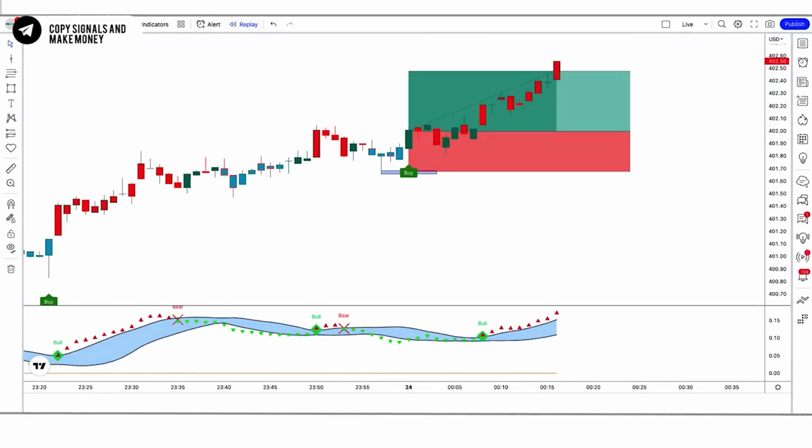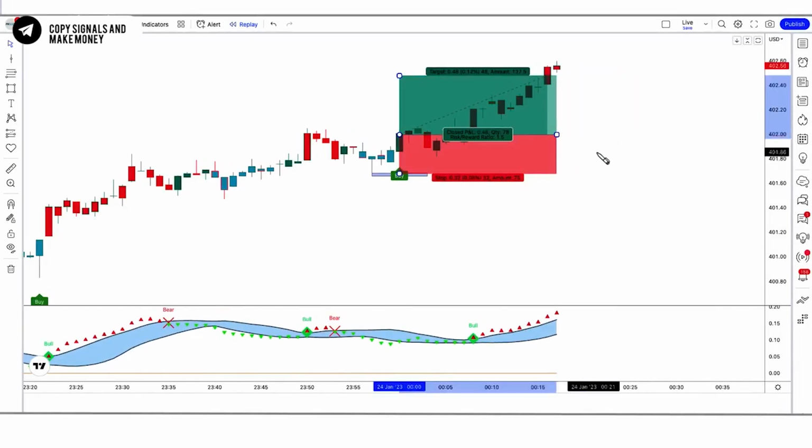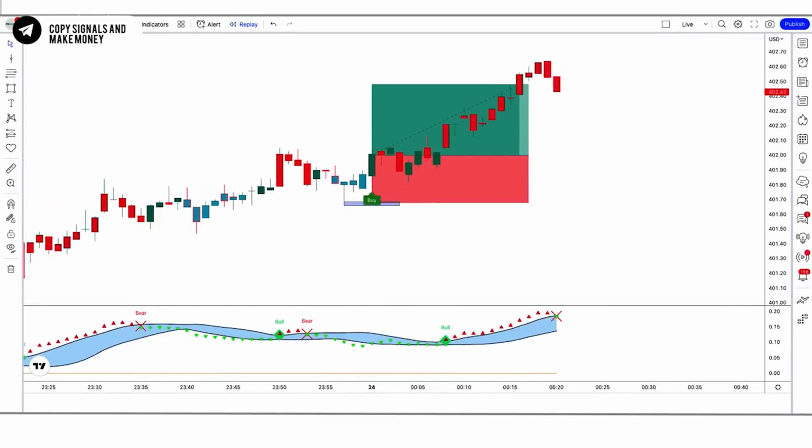The market has completely hit the target. I hope you have understood this trading strategy. Let us now understand the short position.